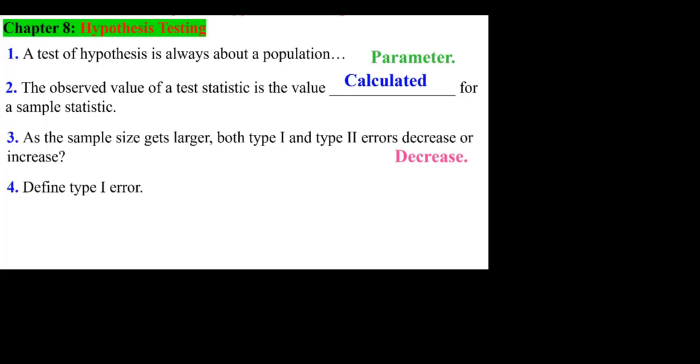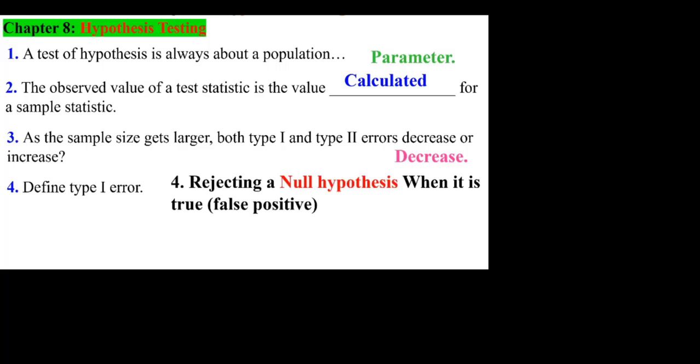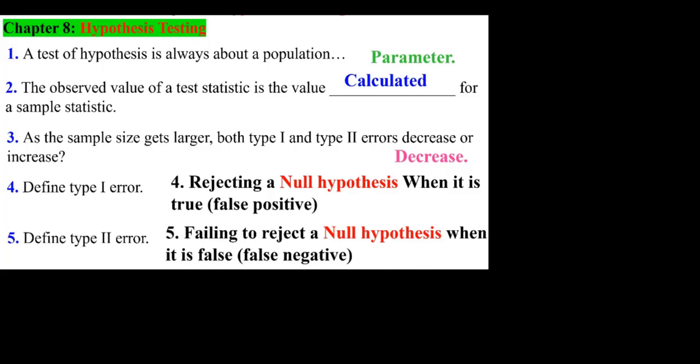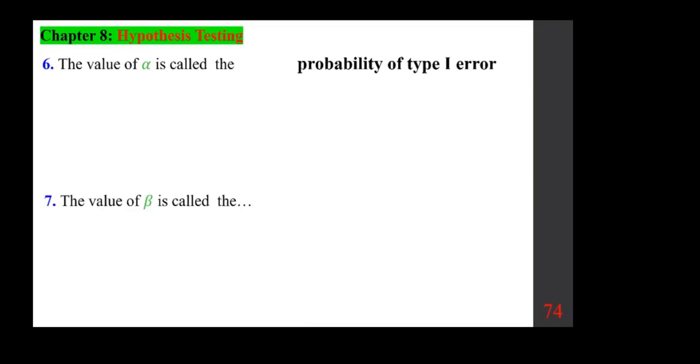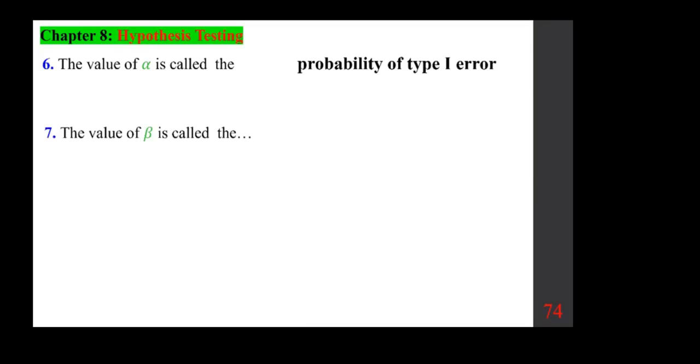Type 1 error is rejecting a true null hypothesis. So rejecting a null hypothesis when it's true is also known as a false positive. The probability of making type 1 error is equal to alpha. Type 2 error is failing to reject a null hypothesis when it's actually false, and that's a false negative. Alpha represents the probability of making type 1 error. Beta is the probability of making type 2 error.